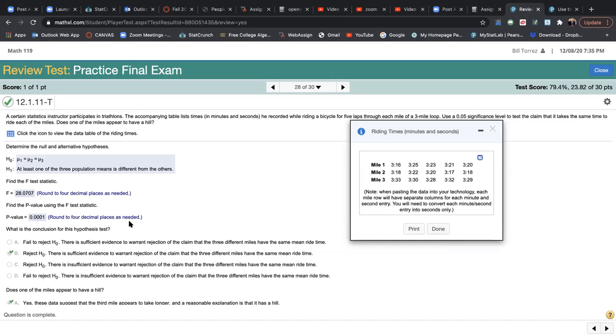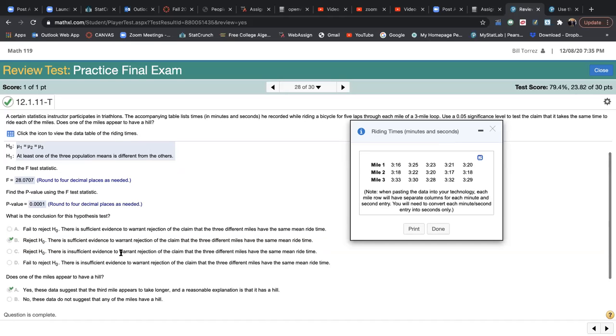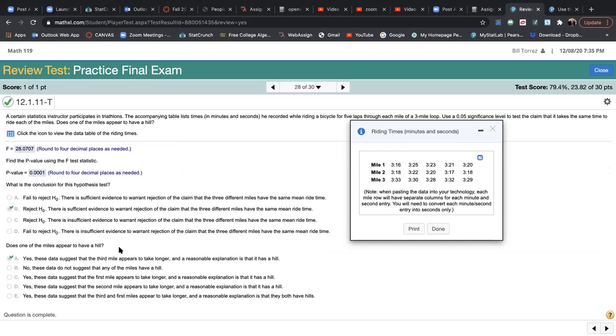Obviously we're going to reject, so it's either B or C. Now when we reject, the proper verbiage is that there is sufficient evidence to warrant rejection of the claim that the 3 different miles have the same mean ride time. So B is the correct conclusion there for that test.